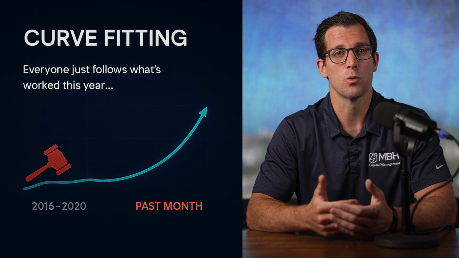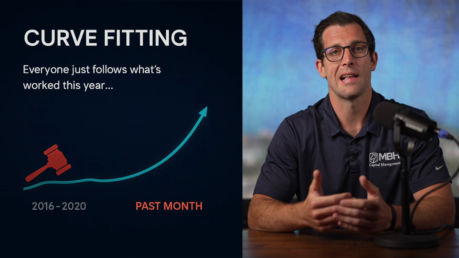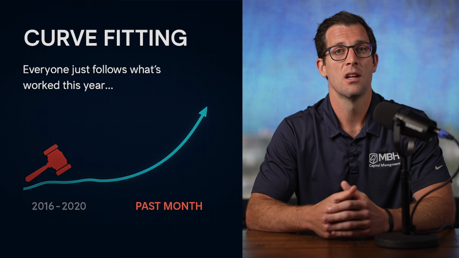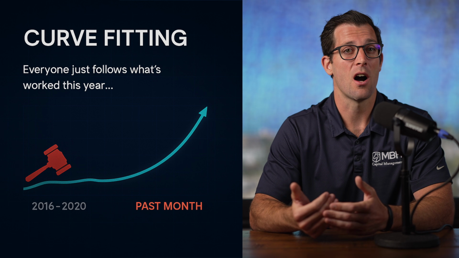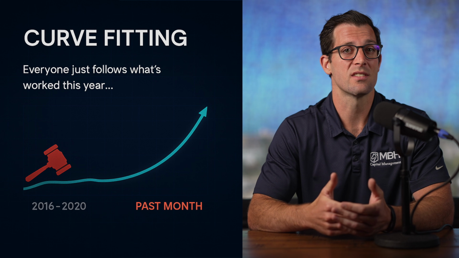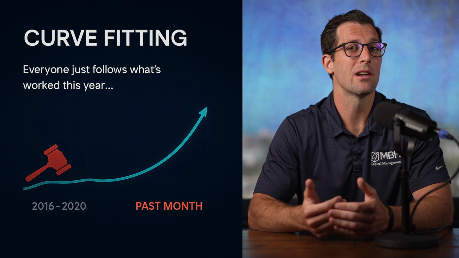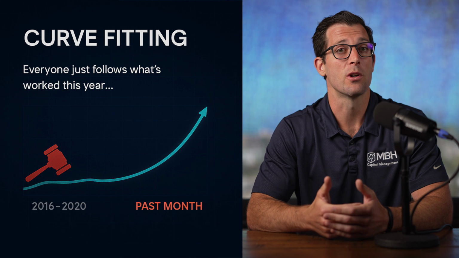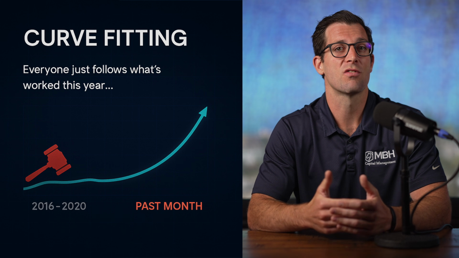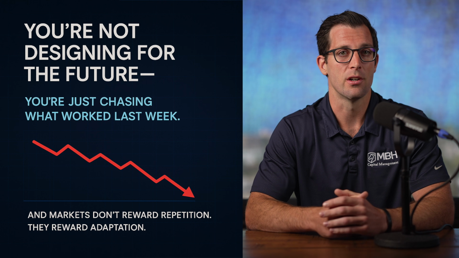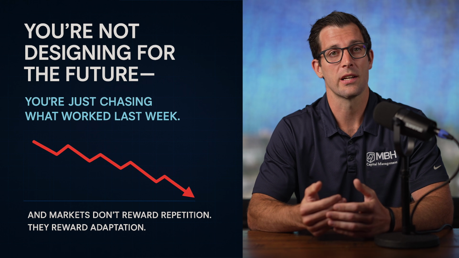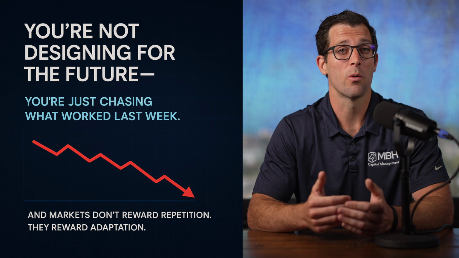All I see is everyone curve fitting into what worked this last year or 6 months, where we literally have a data set of an administration leaving office and that was present in 2016 to 2020. Yet no one is looking into that regime for hints of when Trump was in office, but rather just fitting to what's happened over the last 6 months. You're not designing for the future. You're just chasing what worked last week. And markets don't reward repetition.